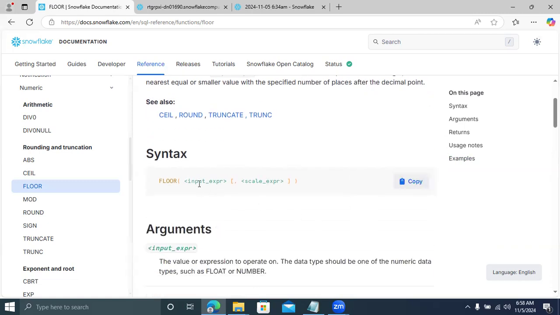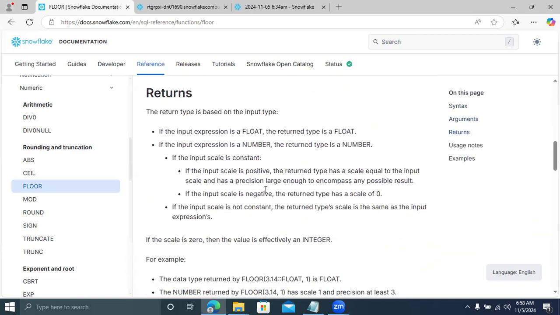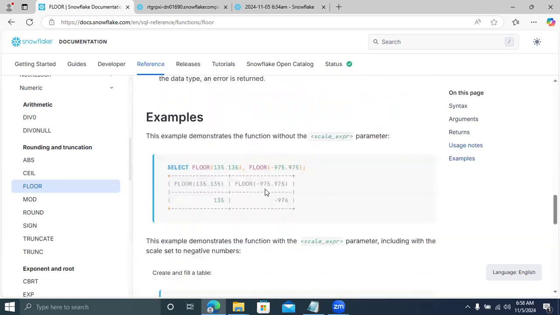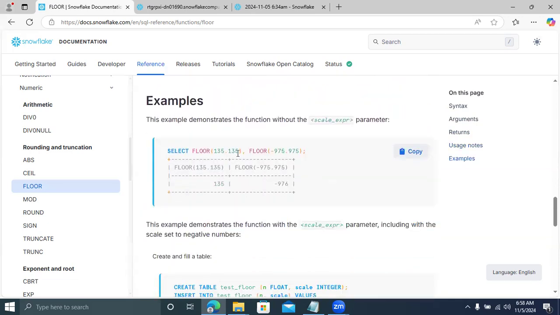You can provide the input expression, the column name, and the scale factor. Now if you look at 130.135, it will come to 135 because it has to go to the lower integer. If you're giving minus 970.975, what's the next lower integer value? Minus 976. That's what floor will do. But if you give ceil here, it will go to minus 975.